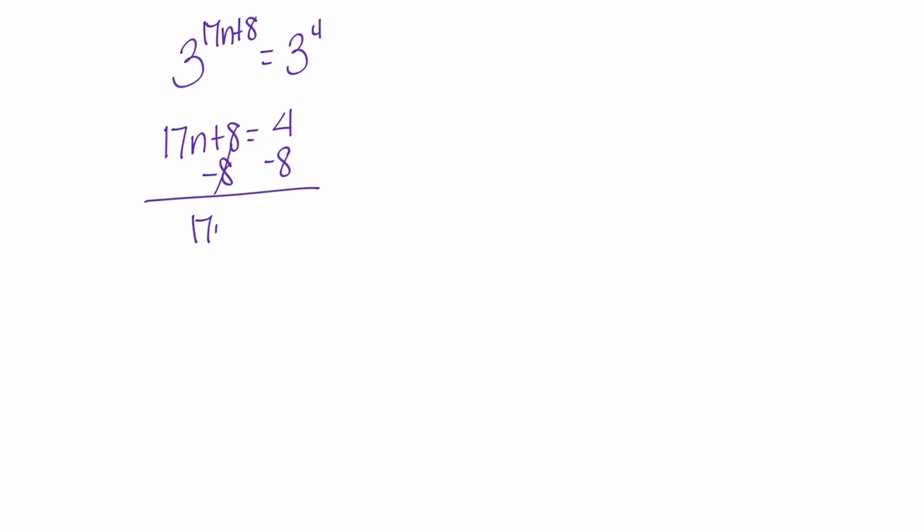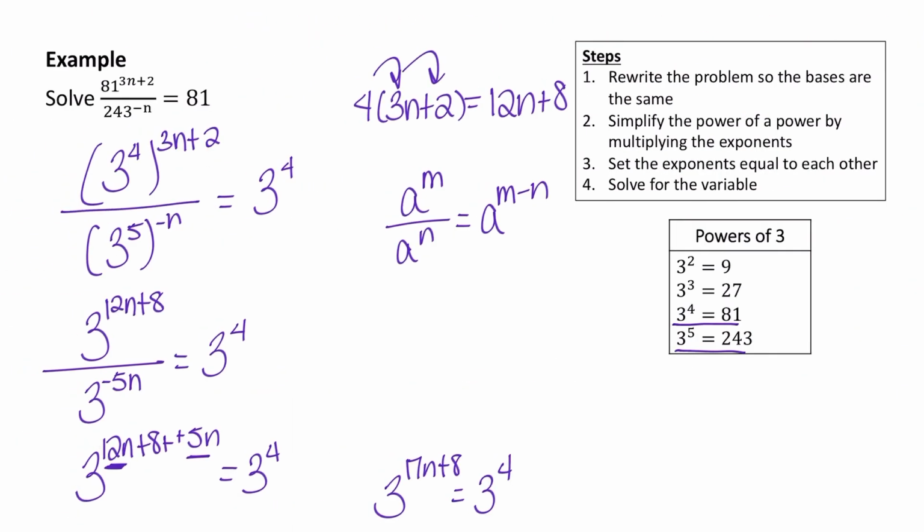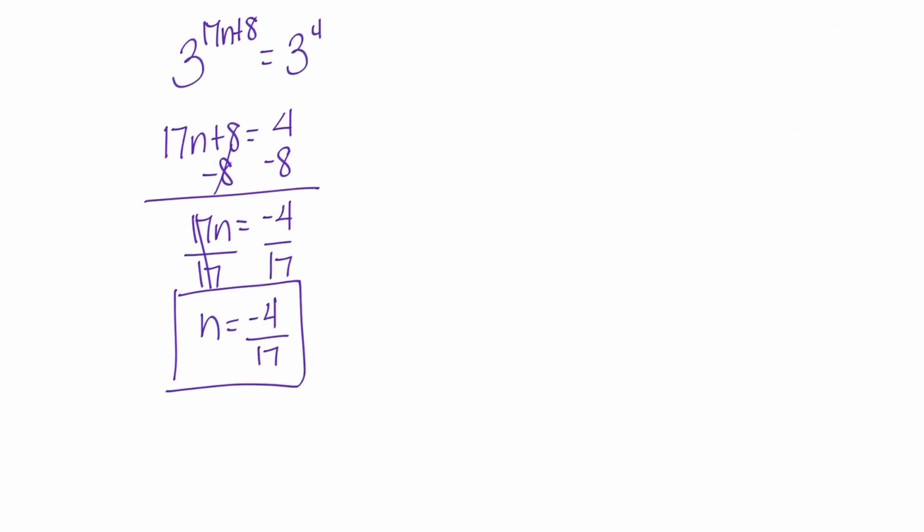Now we need to work on solving that. 3 to the 17n plus 8 equals 3 to the 4th. We have the same base, so now we can set those exponents equal to each other. So we have 17n plus 8 equals 4. We're going to subtract 8 from both sides. And when we do that, we get 17n equals 4 minus 8, which is negative 4. So we're going to divide both sides by 17. And when we do that, we get n equals negative 4 over 17. So that is the value of the variable that will make this equation true.